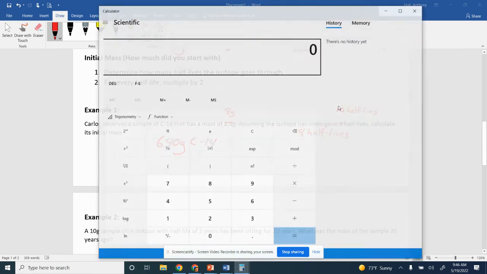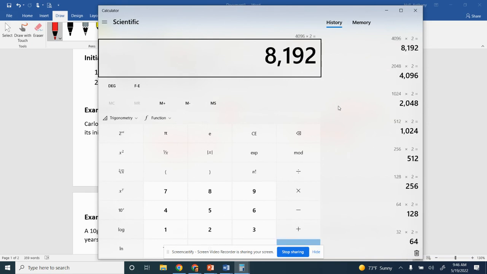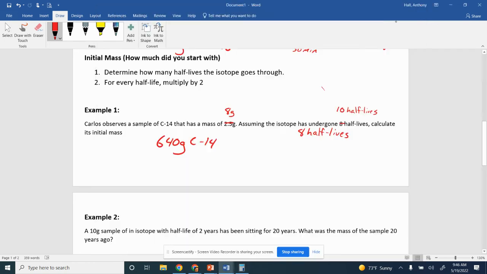So again, I'll pull up my calculator. 8 times 2. So there's 1, 2, 3, 4, 5, 6, 7, 8, 9, 10. If you did it correctly, you'd get 8,192 grams. Is that what you got? Okay, good. So 8,192 grams. Any questions on that before we move on to example 2? Pretty straightforward, right? You're just multiplying, you're just dividing. There's not really anything crazy here.